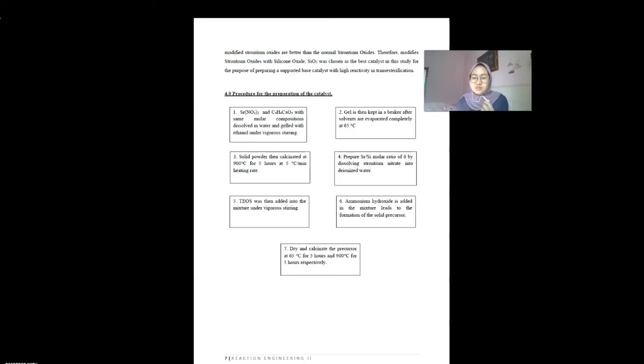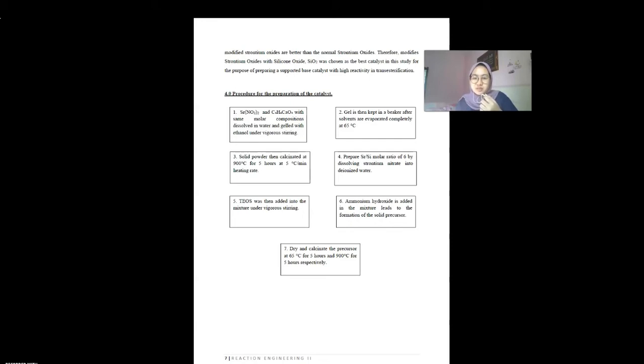For the next step, the gel is then kept in a beaker after the solvents are evaporated completely at 65 degrees Celsius. For the next step, the solid powder is then calcined at 900 degrees Celsius for 5 hours at a heating rate of 5 degrees Celsius per minute.